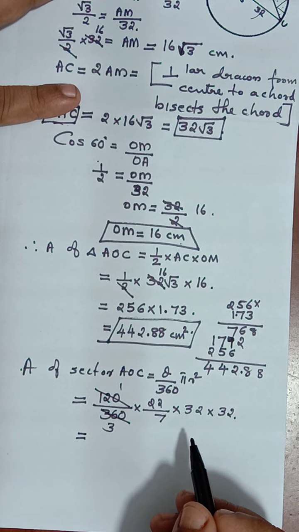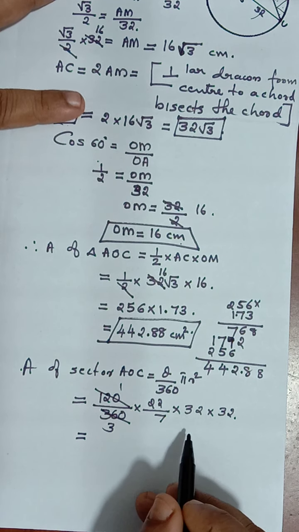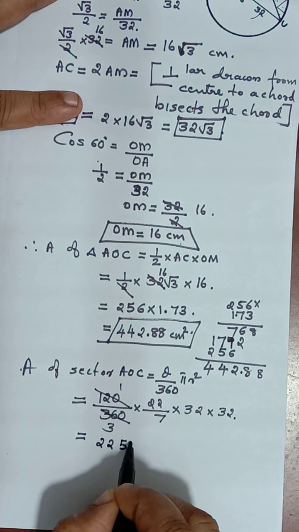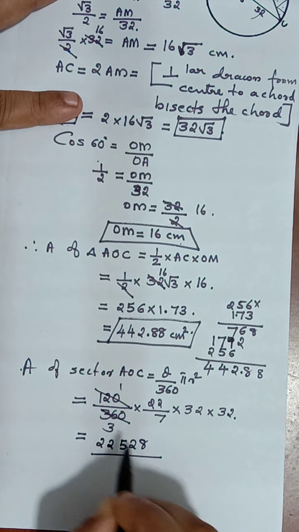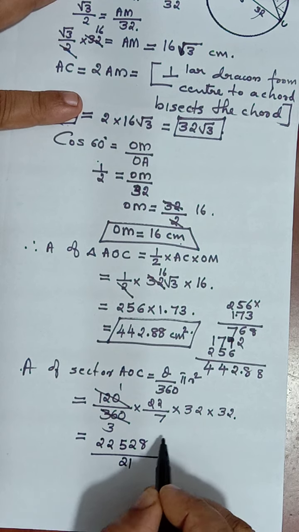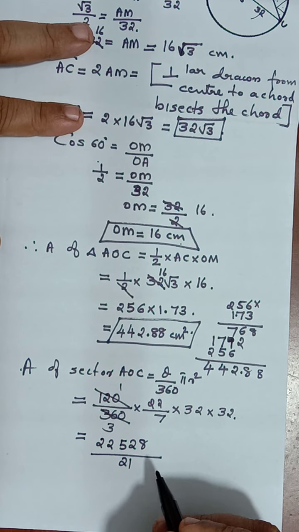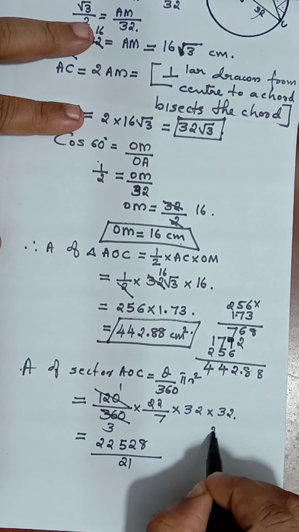So 32 into 32 into 22. Do the calculation. You will be getting it as 22,528 divided by 21. 3 sevens 21. Okay, so let us divide and get the answer.